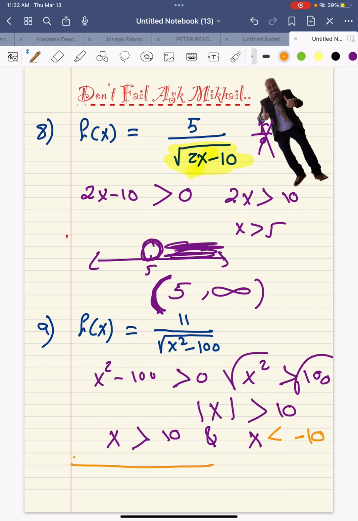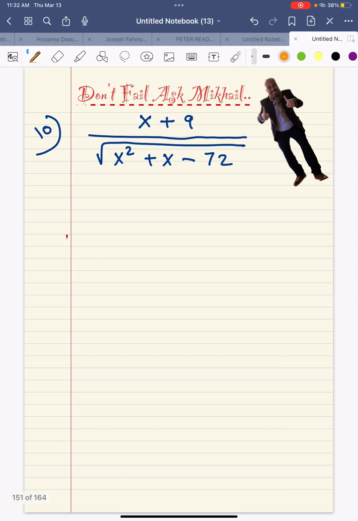So, number line, I have negative 10 and 10, greater to the right, smaller to the left, and no equal. That will be negative infinity to negative 10, union, put parentheses on both, 10 to negative infinity. I mean positive infinity, I apologize. Right?